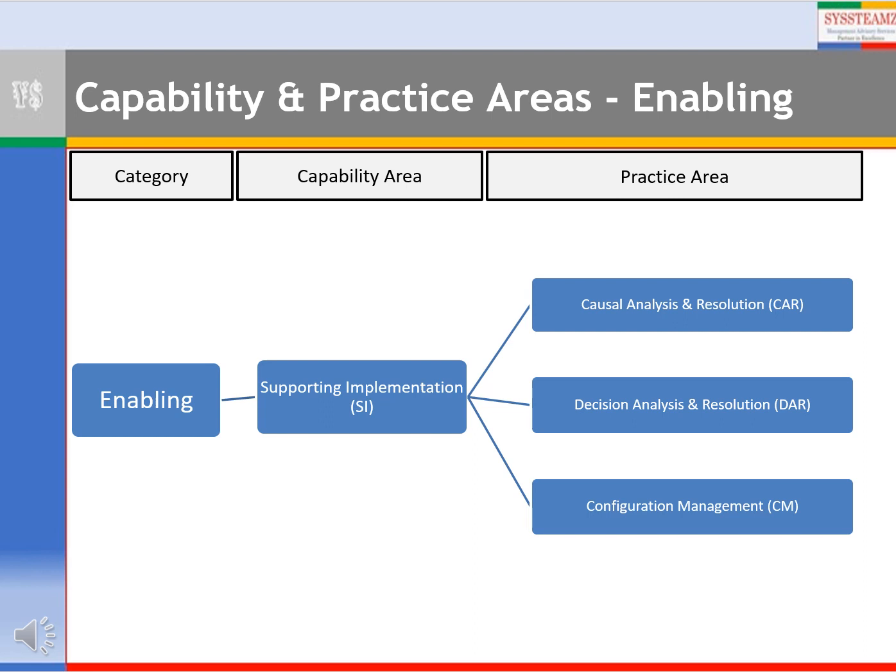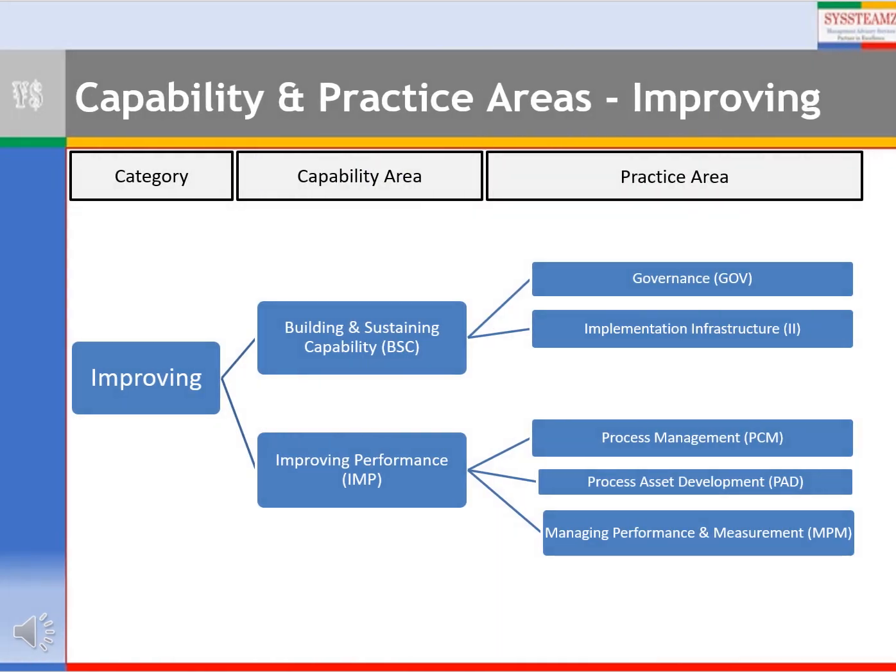The category enabling includes 1 capability area. Supporting implementation, comprising of practice areas for causal analysis and resolution, decision analysis and resolution, and configuration management. The category improving includes two capability areas. Building and sustaining capability comprises of practice areas for governance and implementation infrastructure. Improving performance comprises of practice areas for process management, process asset development, and managing performance and measurement.